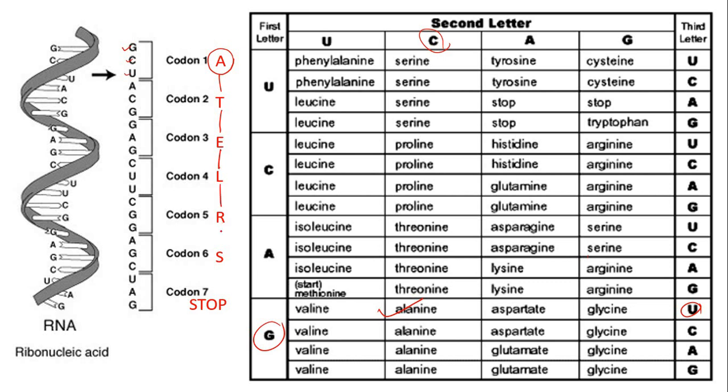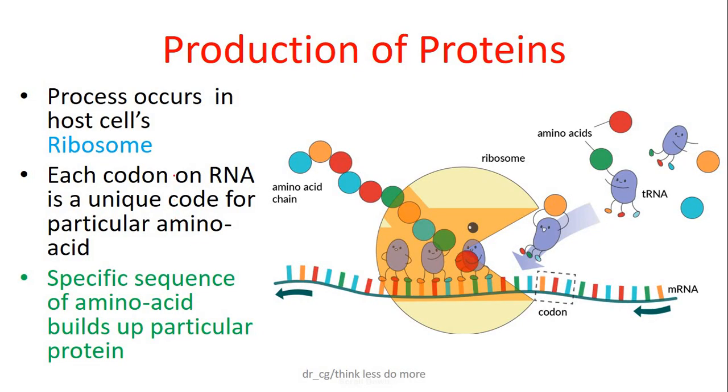After that, we have a full chain of amino acids in a particular sequence. This chain makes a polypeptide, and these different polypeptide chains make one protein molecule. This whole process of polypeptide production happens inside the ribosome. The ribosome is an organelle inside the host cell. A specific sequence of amino acids makes specific proteins.